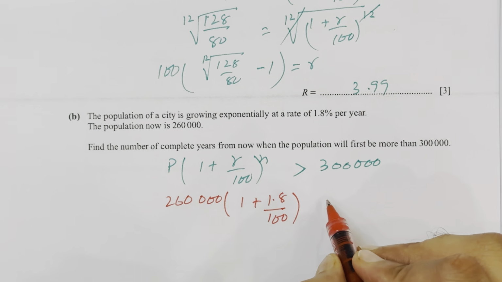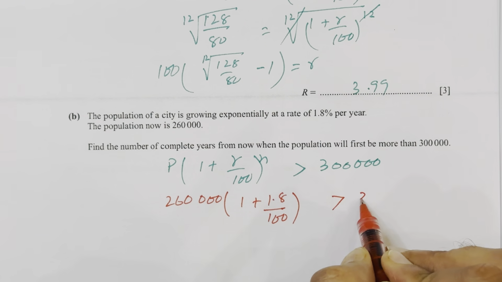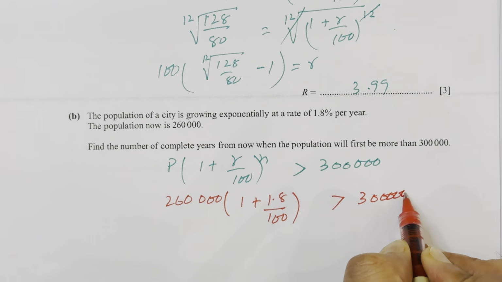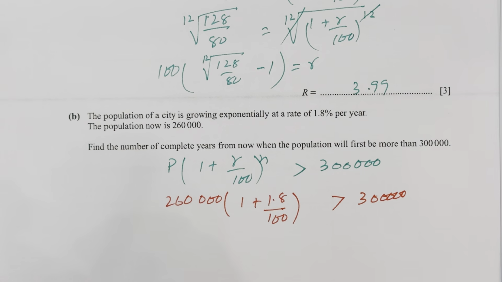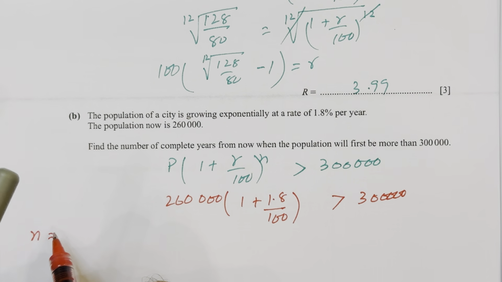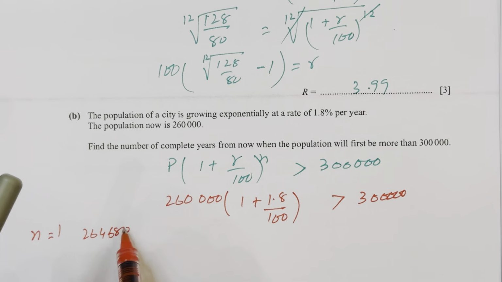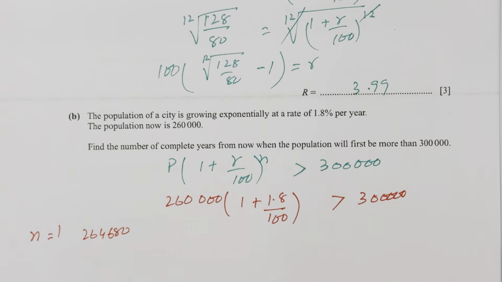Now we have to check for the value of n. When we put the value of n1 over here, we get the value that is equal to 2,64,680. So we have to try 4, 5, 6, 7, 8, and 9.